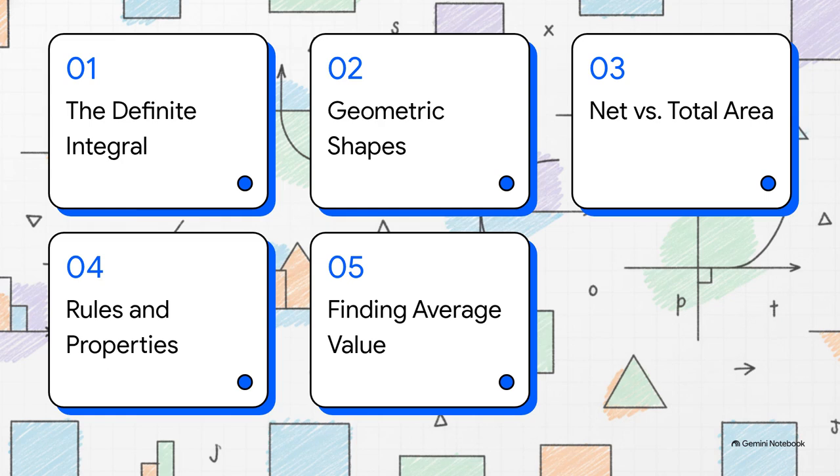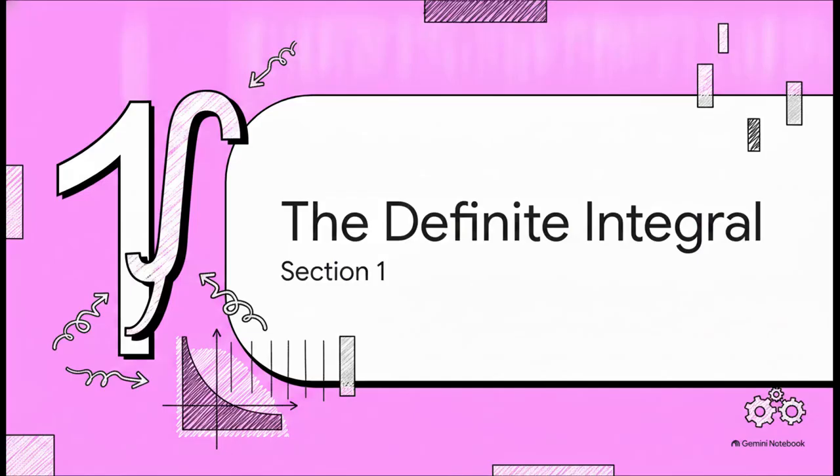Okay, here's our game plan for today. We'll kick things off with the formal definition, then reveal how integrals are often just basic geometric shapes in disguise. After that, we'll tackle the whole net versus total area debate, run through a quick toolkit of rules, and wrap up by learning how to find the average value of an infinite number of data points. Let's start right at the beginning with Section 1, the definite integral defined.